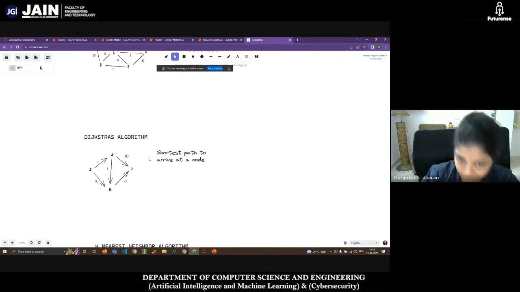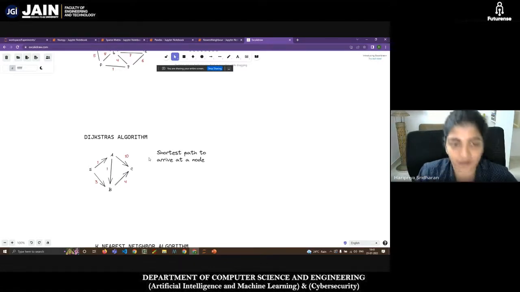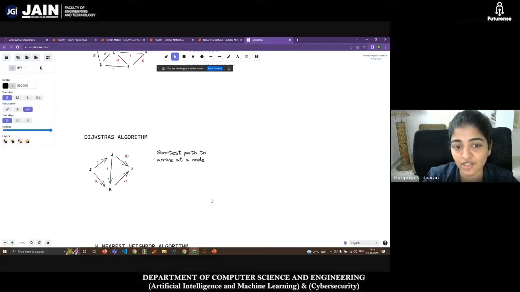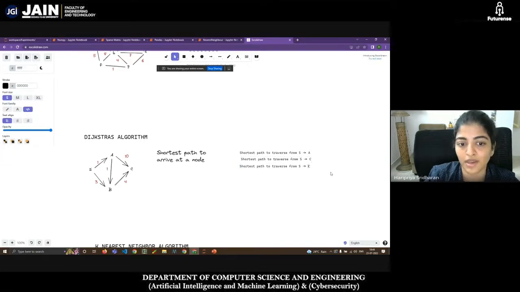So Dijkstra's is also a shortest path algorithm to arrive at a node, but it works in such a way that you go through each and every node to determine the shortest path from one node to a given node. Like you traverse through every node and then try to determine, let's say, what is the shortest path to traverse from S to A. Then what is the shortest path from S to C? Is there even a path to traverse? And if yes, what is the shortest path to traverse from S to B?